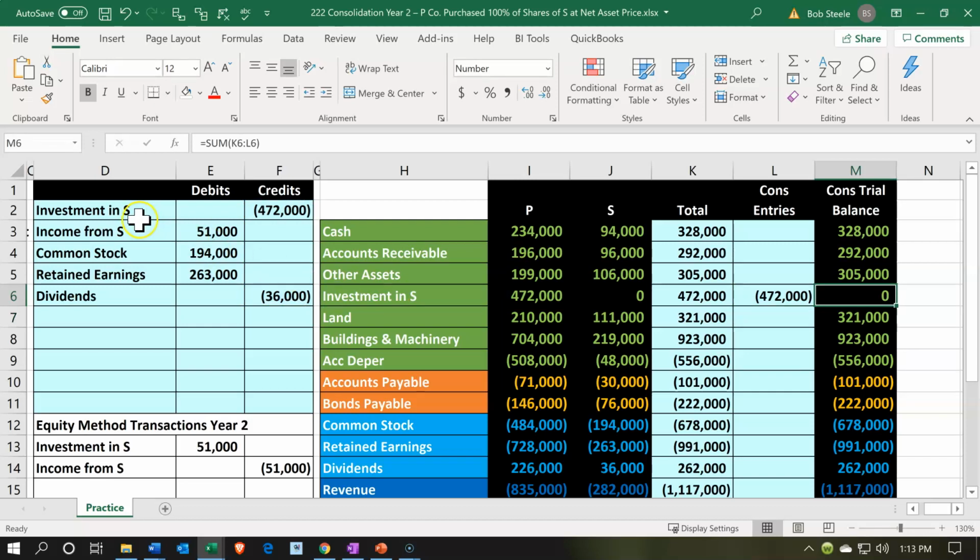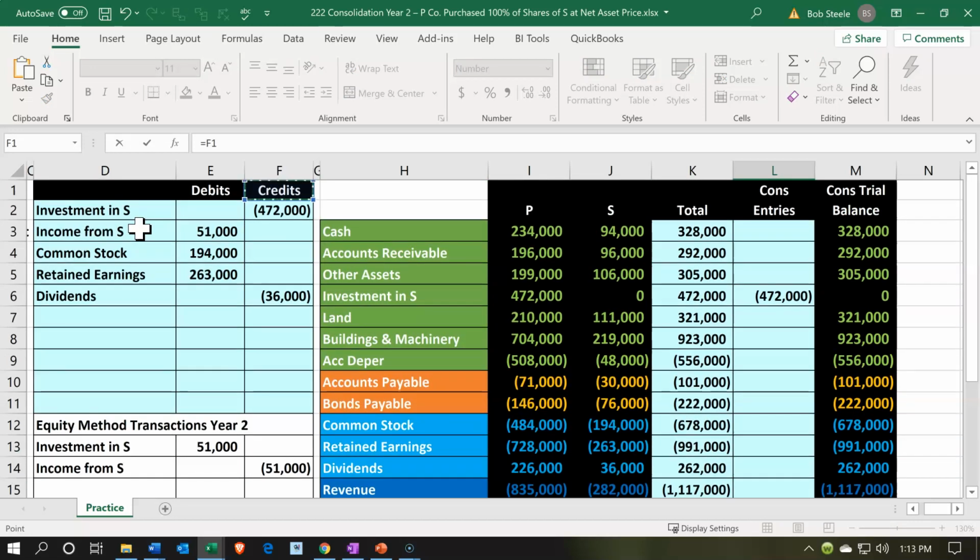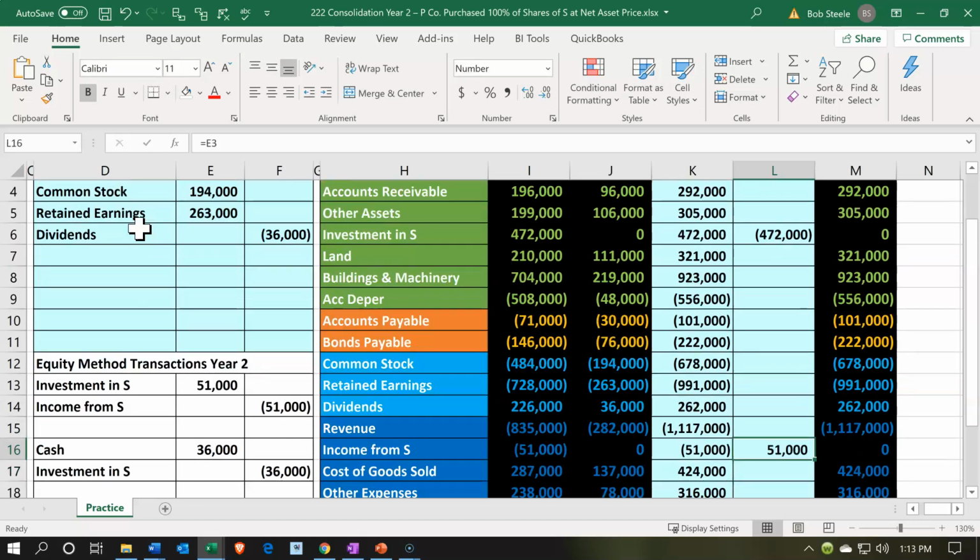All right, and then we have the income from S. Income from S down below. That's got to go. Can't have that. So we're in L16. I'm going to say equals. We're going to scroll back up and pick up that one, and that's going to be the debit in E3. So that makes it go to 0.